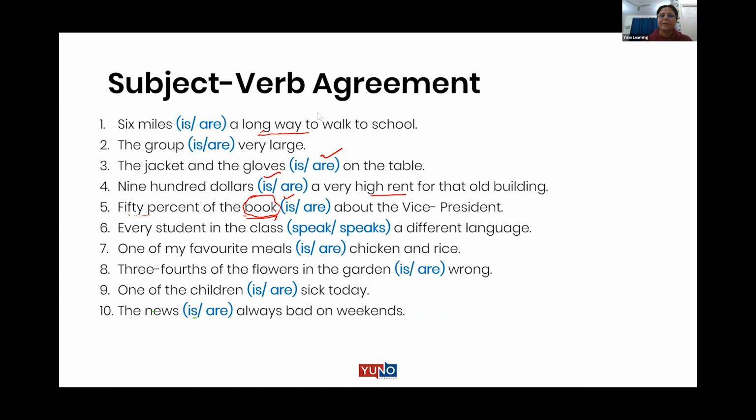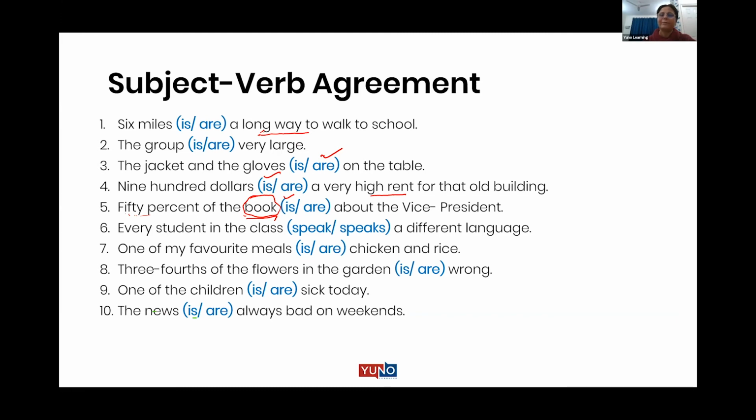Sharnan, just complete my sentence. 50% of the answer is or 50% of the answer are? Answer is, because one answer is one answer. Now 50% of the book. Book is one book or many books? It is one book. So 50% of the one book is or are?